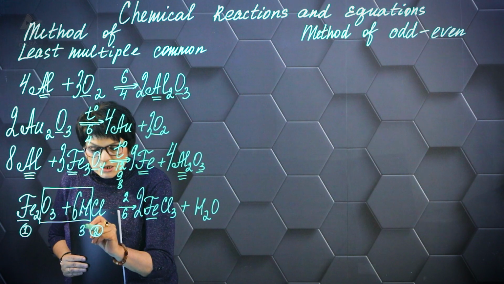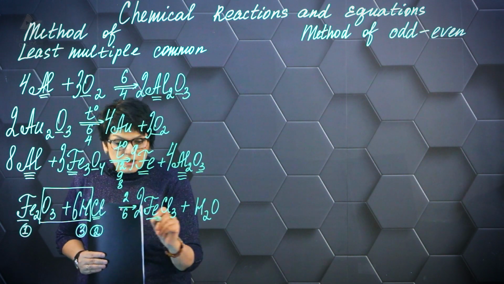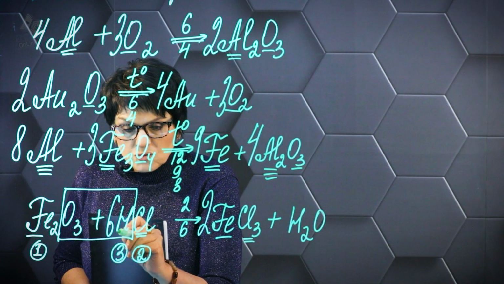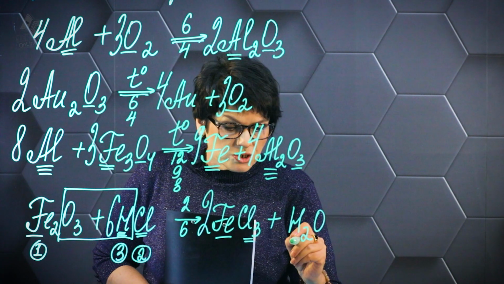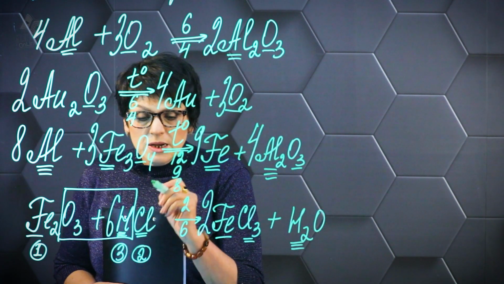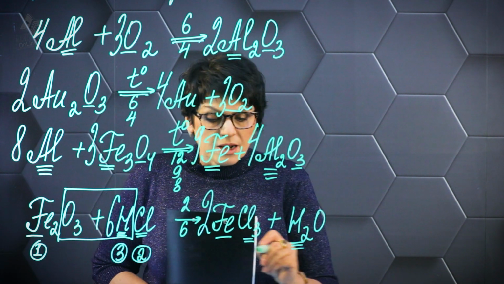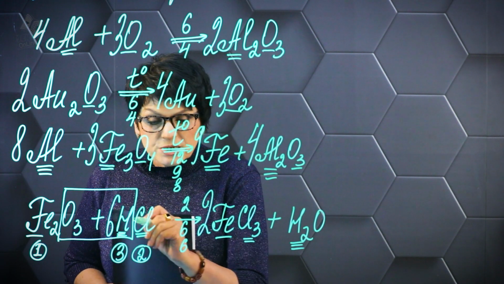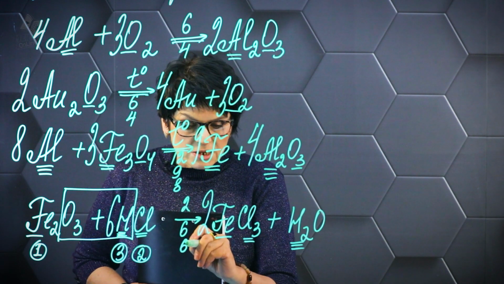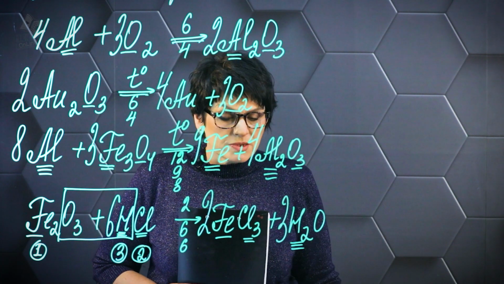Next in line, I recommend you balance the hydrogen. Given that chlorine was second for us, hydrogen would be the third element in line on our list of priorities. There are a total of 6 hydrogens on the left side and 2 hydrogens on the right side. So the multiple for hydrogen is 6. 6 divided by 1 is 6, which remains. 6 divided by 2 is 3, which is put in front of the water formula.